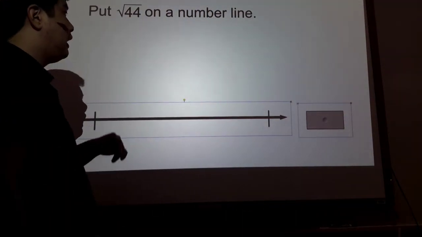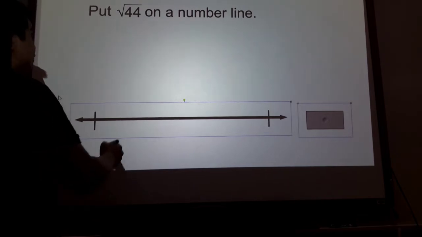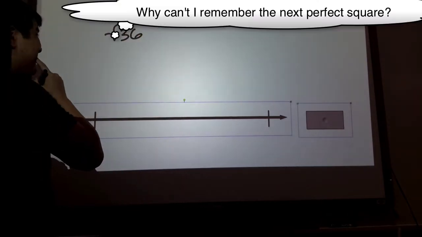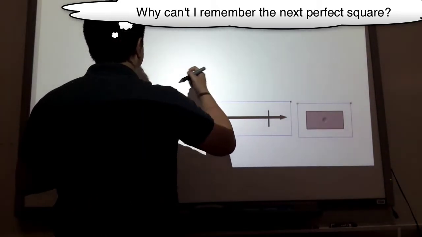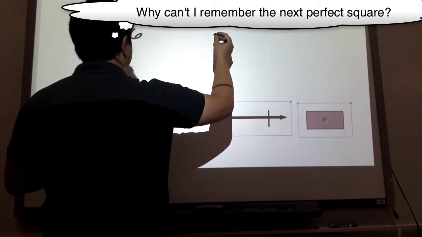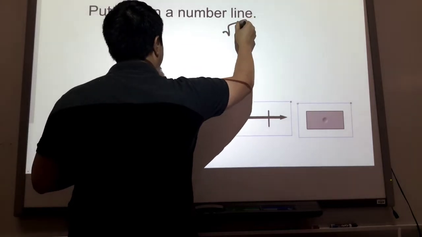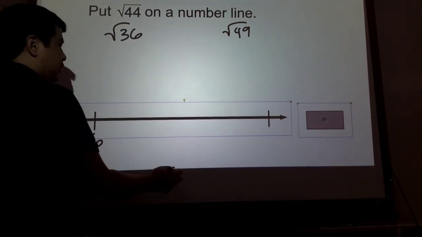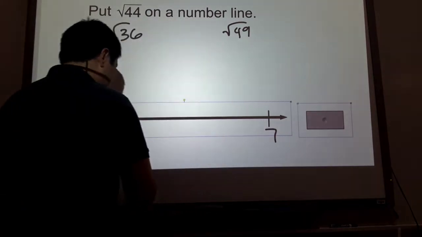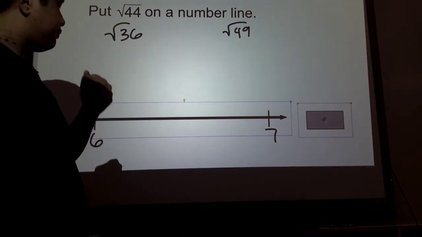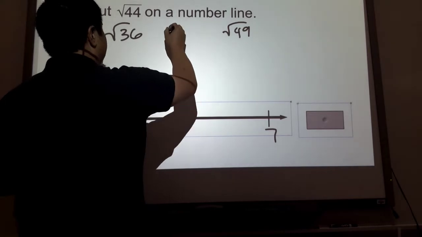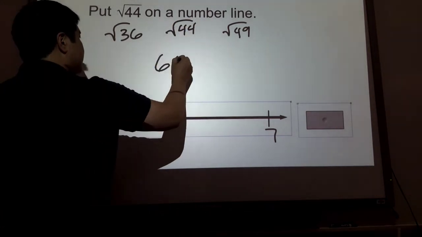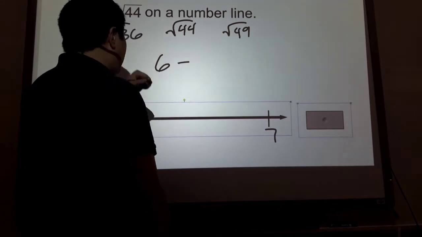So, the square root of 44 lies between the square root of 36 and the square root of 49. So therefore, our answer is going to be 6 something, lying between 6 and 7. So therefore, our answer is going to be 6 with some fraction.